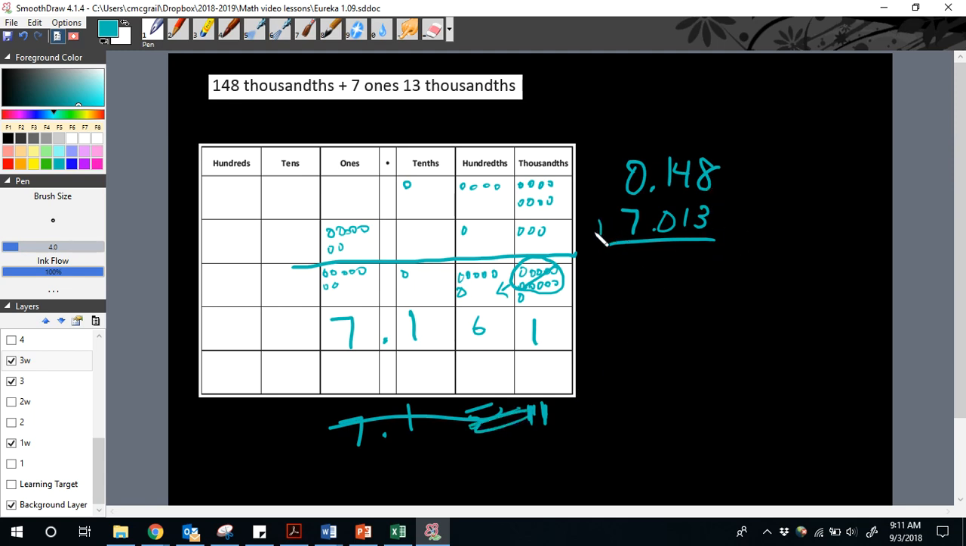8 plus 3 is 11. Carry the 1. 4, 5, 6. 1, 7. So our answer should be 7 and 161 thousandths.